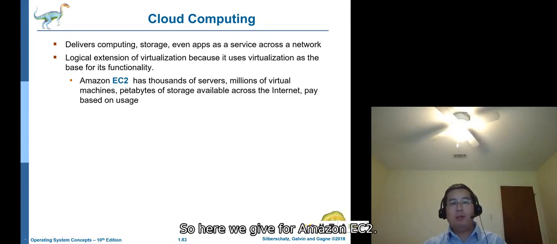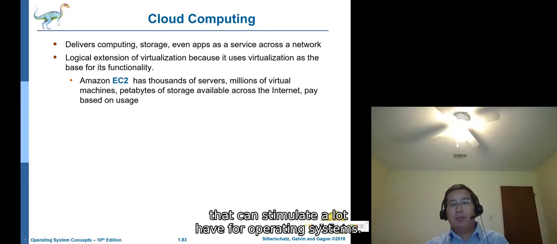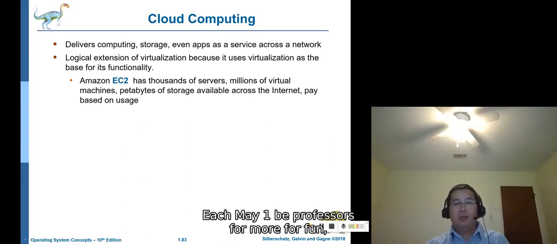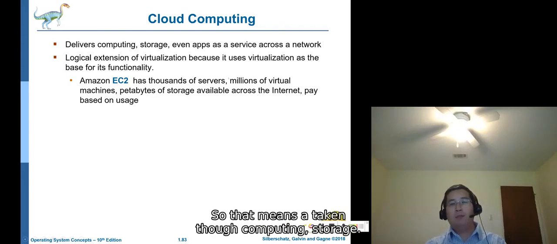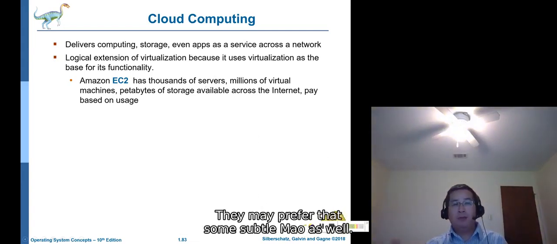So here we give Amazon EC2, Elastic Compute Cloud, which has thousands of servers, a lot of servers, and millions of virtual machines. They can simulate a lot of operating systems, and the millions of virtual machines can provide a service for many users. Each one may provide service for not only one user, and they have petabytes of storage available across the internet. So that means they can do computing, storage, and also maybe servers. They may provide some software as well.